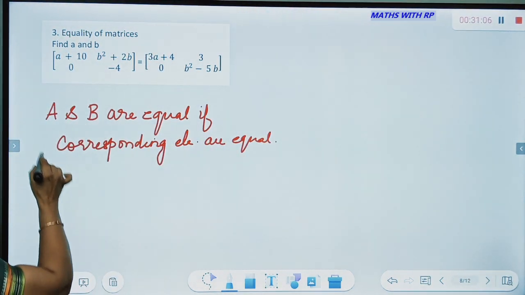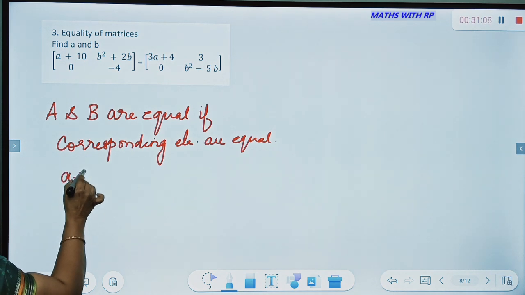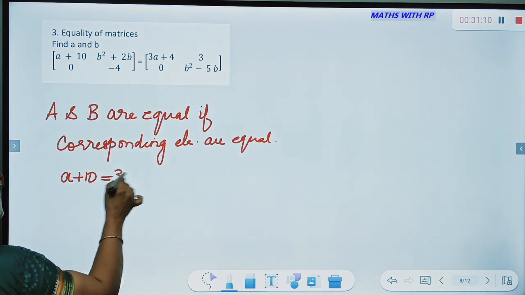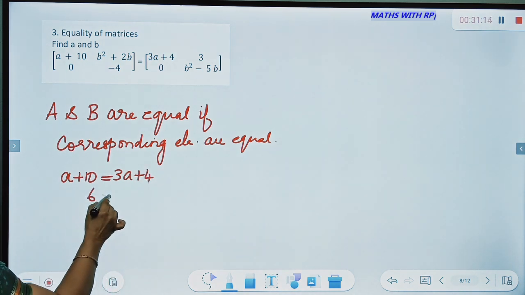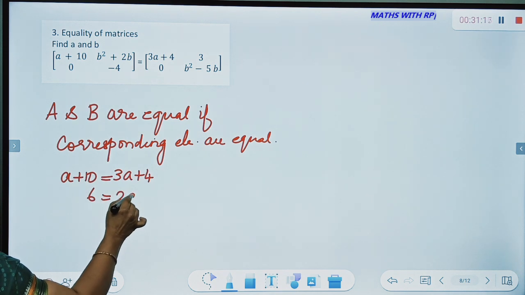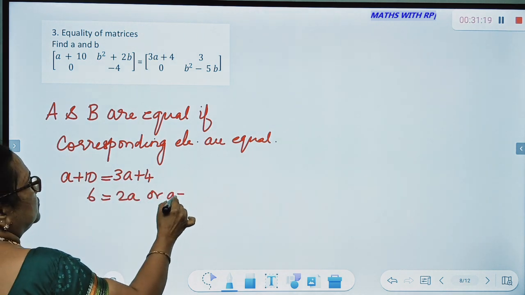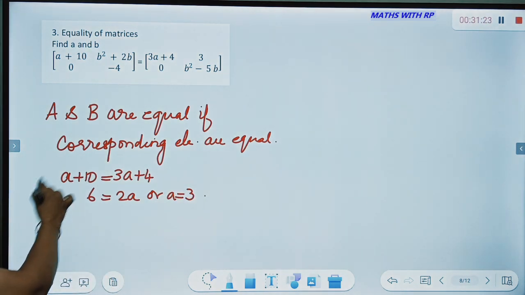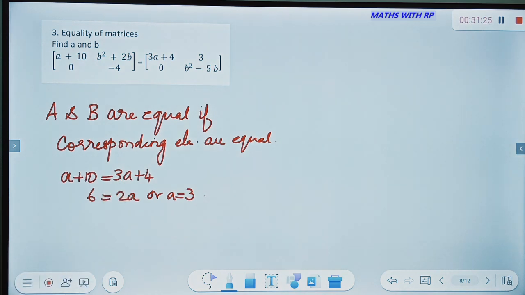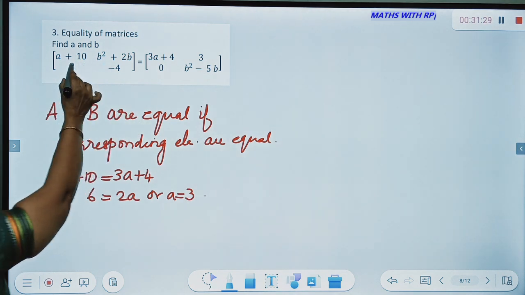So, what do you observe here? A plus 10 is equal to 3A plus 4. So, 6 is equal to 2A, or A is 3. 3A minus A is 2A, 10 minus 4 is 6, so A equals 3. Because corresponding elements are equal, this is equal to this.